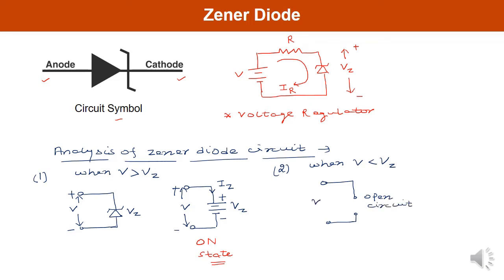V is the applied potential. Over here, this is negative, this is positive. And in this particular condition, it behaves as off state. So you must remember this. When the applied voltage is greater than Vz, it behaves as an on state. But when V is less than Vz, it behaves as an off state.